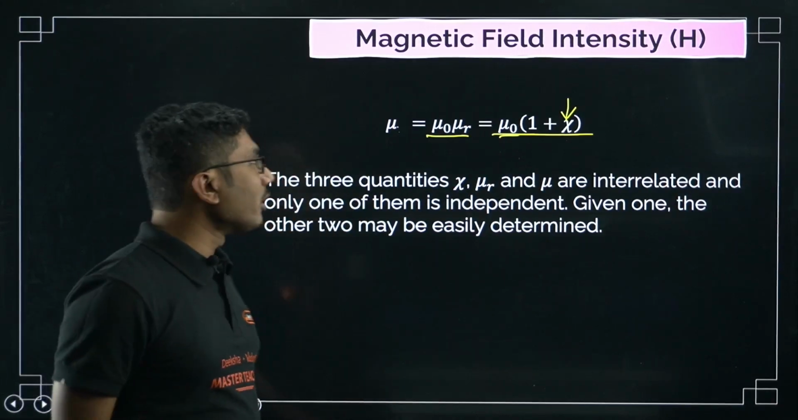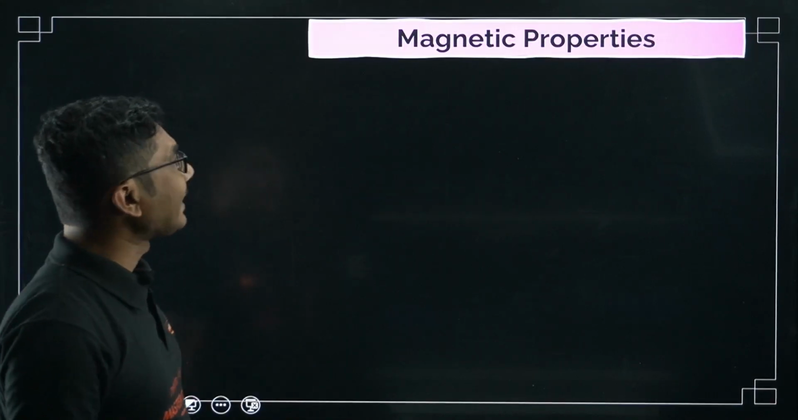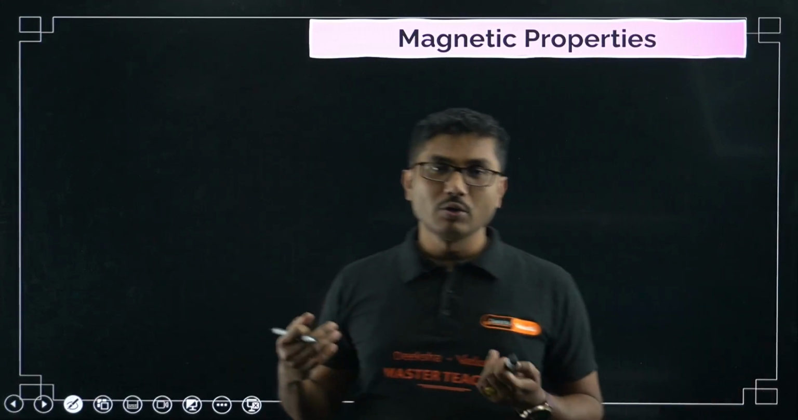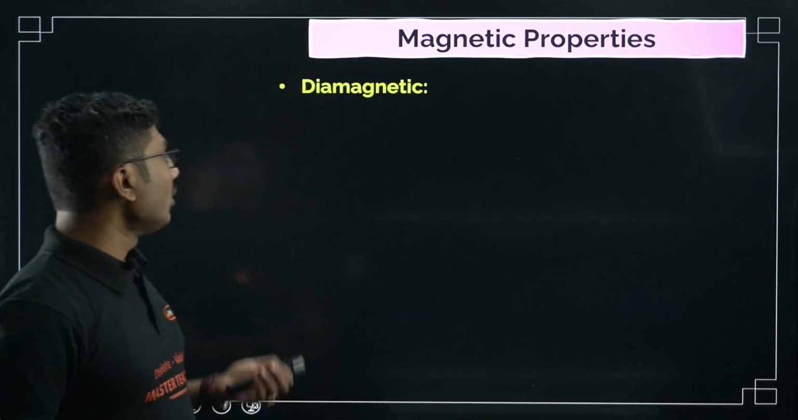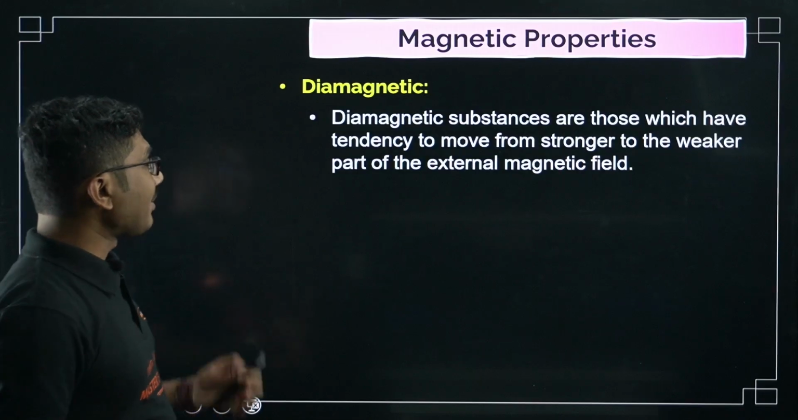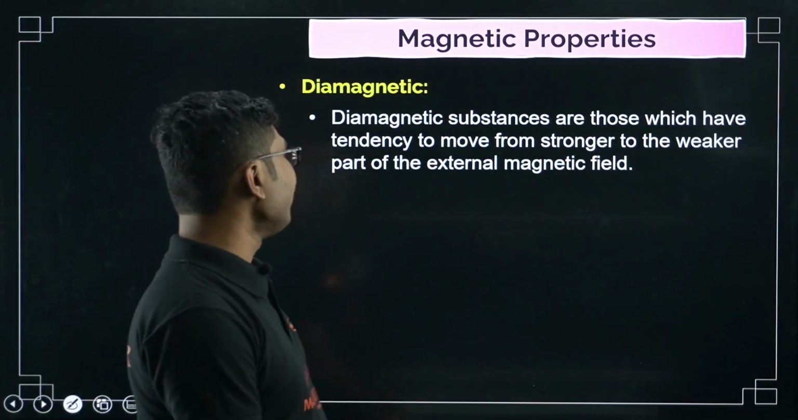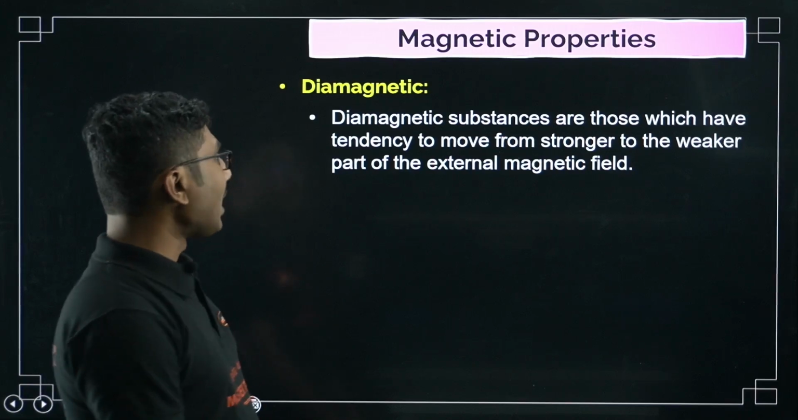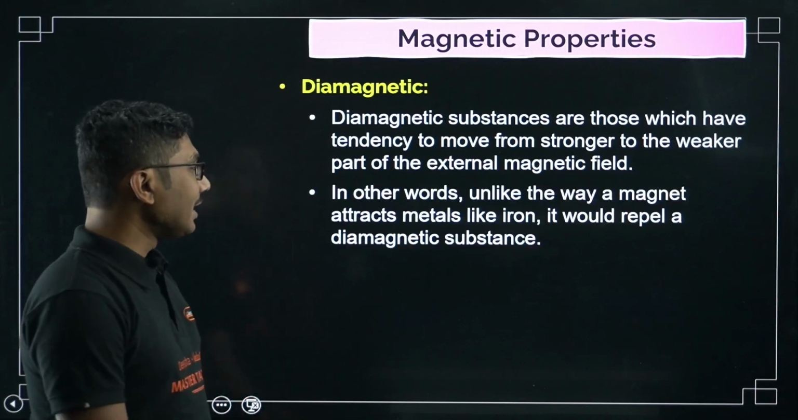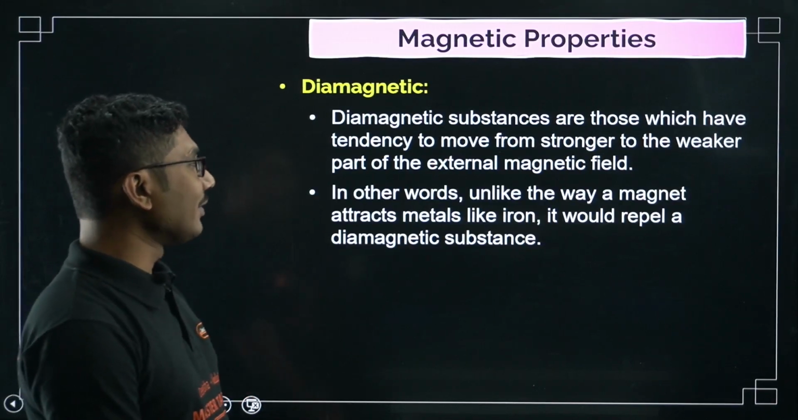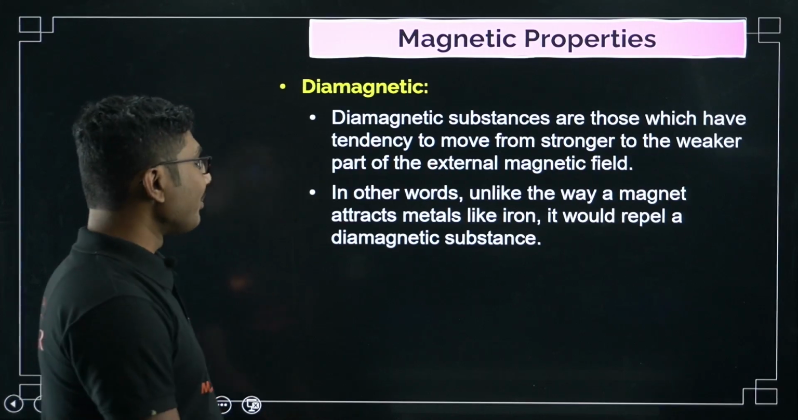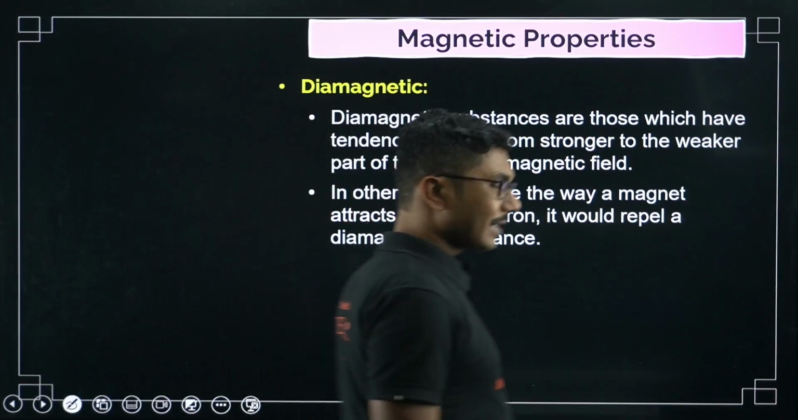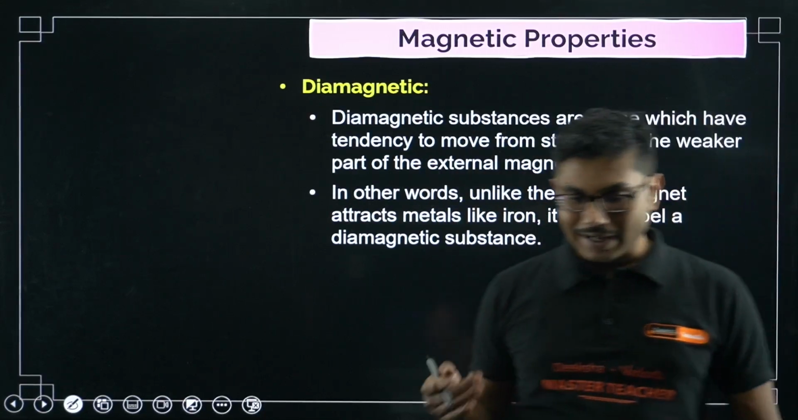Now let's move on to the next part, magnetic properties. There are three magnetic properties, as we all know. What are they? First, diamagnetic properties. Diamagnetic substances are those which have a tendency to move from the stronger to the weaker part of the external magnetic field. In other words, unlike the way a magnet attracts metals like iron, it would repel a diamagnetic substance. So diamagnetic substances are repelled by a magnetic field.